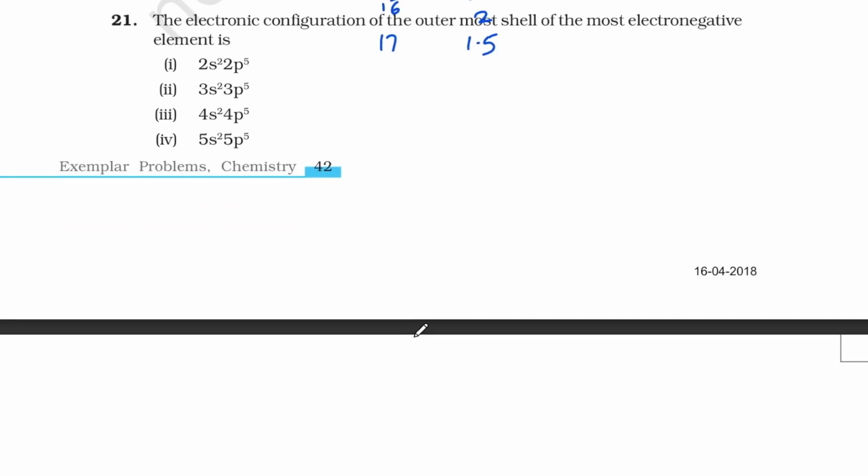Okay, the electronic configuration of the outermost shell of the most electronegative element. Is the most electronegative fluorine or chlorine? Fluorine. Fluorine has the highest electron gain enthalpy. Okay, don't get confused between this and this. So fluorine's is 2p5.